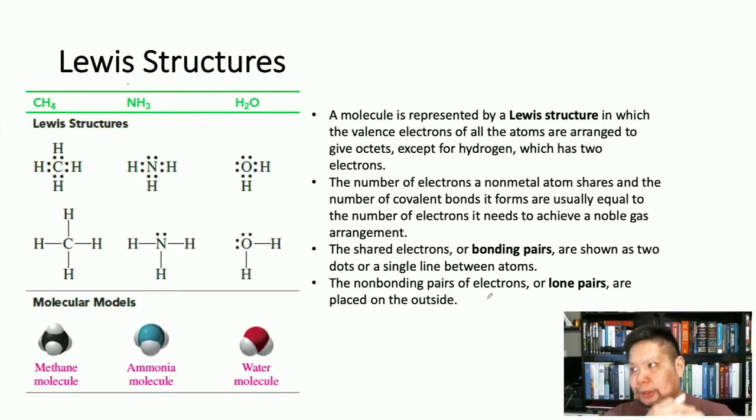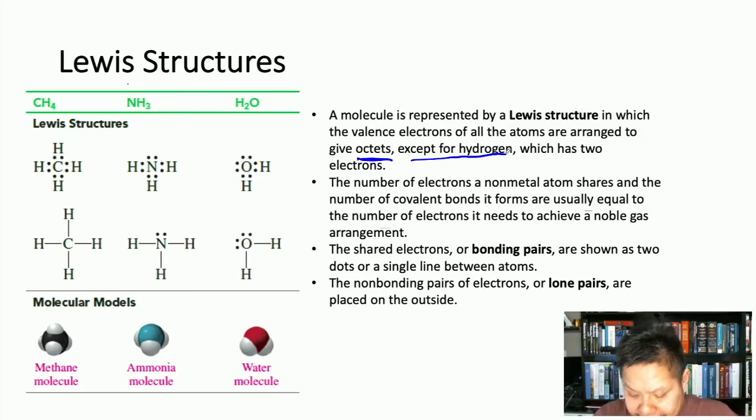So Lewis structures are used very commonly in chemistry to demonstrate the bonding structure of molecules. These are some formal things that you need to know, that might be definitions on your exam that you might need to identify. So a molecule is represented by a Lewis structure in which the valence electrons of all the atoms are arranged to give octets. Recall I said octets, that's 8 electrons in its outer shell, the valence shell. The only exception for that is hydrogen, which only has 2 electrons.